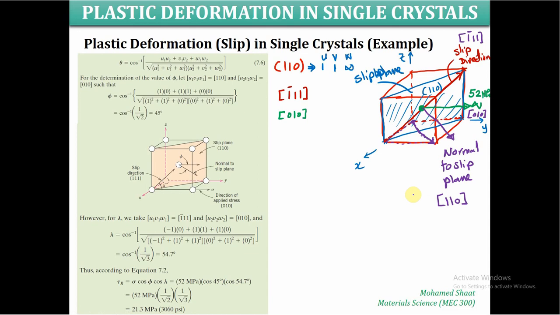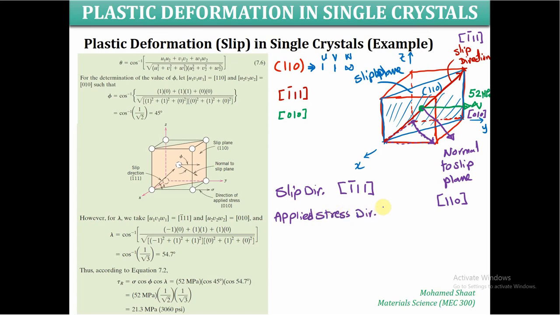We need the direction of the normal to the slip plane, and this is the thing that we just calculated as 1, 1, 0. Also the direction of the slip direction that was given to us as negative 1, 1, 1. So these are the 3 directions that we're going to use. The slip direction, actually it was given.